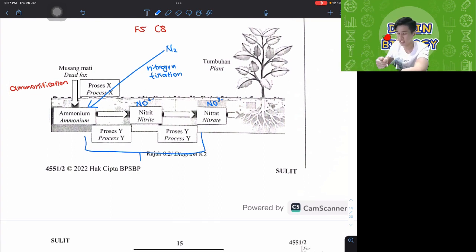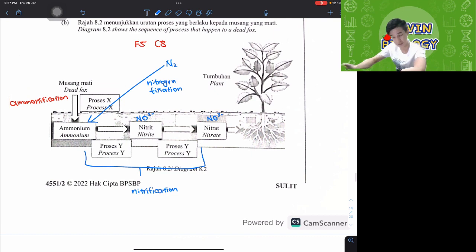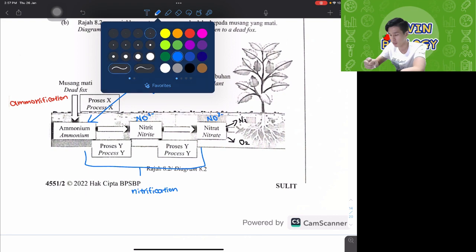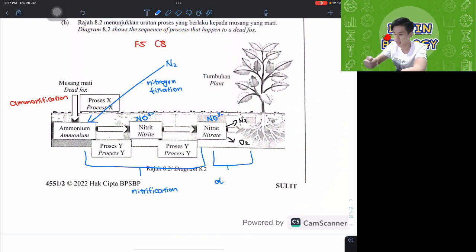So this process is the second process. It's called nitrogen fixation. Sorry, I suddenly forgot. Oh yeah, it's called nitrification. Nitrification. And one more process is whereby you return everything back to nitrogen. Okay, here is a cycle, means you need to return back to where you came from. So this one becomes nitrogen gas and oxygen gas. The last process here is called denitrification.